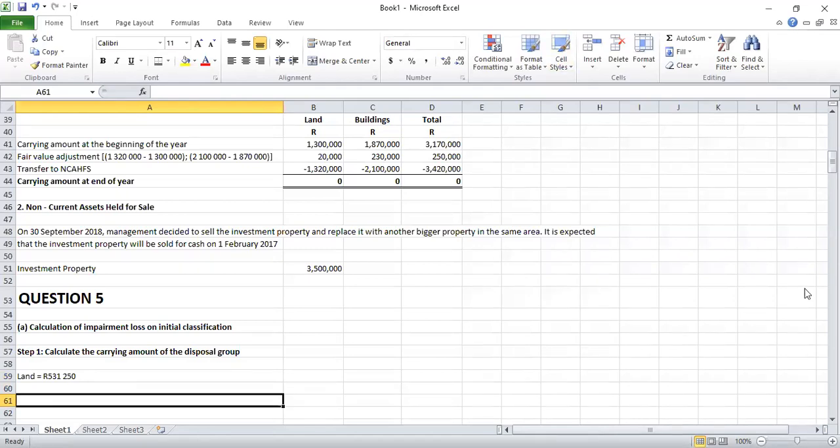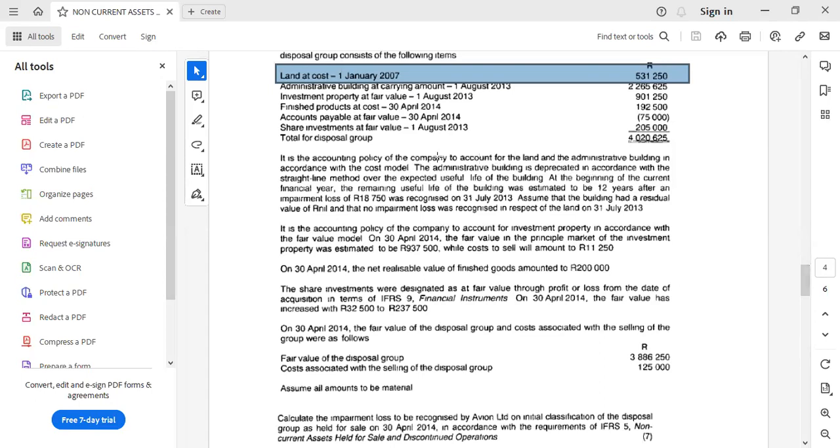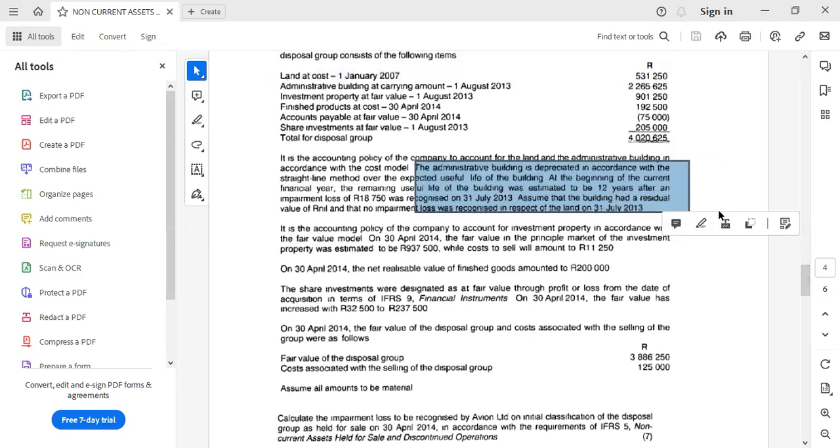In the admin building, we're told that the administrative building is depreciated in accordance with the straight line method over the expected useful life. At the beginning of the current year, the remaining useful life of the building was estimated to be 12 years after an impairment loss of 18,750 was recognized on 31 July 2013. Assume that the building had a residual value of nil and that no impairment loss was recognized in respect of the land on 31 July 2013. So first of all, we have to calculate the carrying amount of that building, which was 2,265,625.